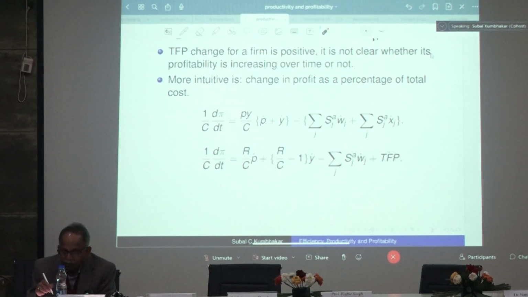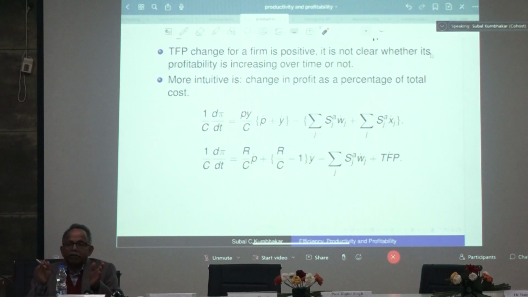Okay. So then again, you go through the same exercise. So pi is defined as py minus wx, and when you do the math in here, you will be able to get this part and this part. So in the end, if you go through a few more lines of algebra, you will be able to see that this profitability change is depending on TFP change that we discussed before. Then there are basically two extra components. Here it shows three, but essentially there are two. One is what is happening to price, and the other one is what is happening to input prices.